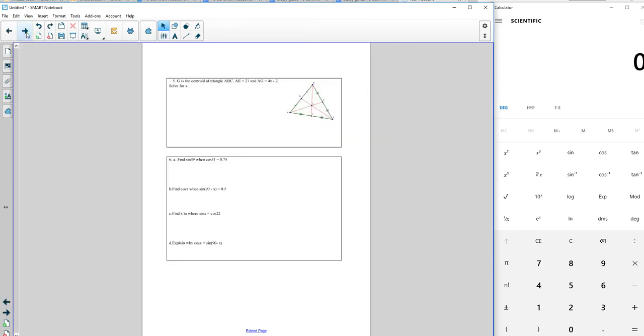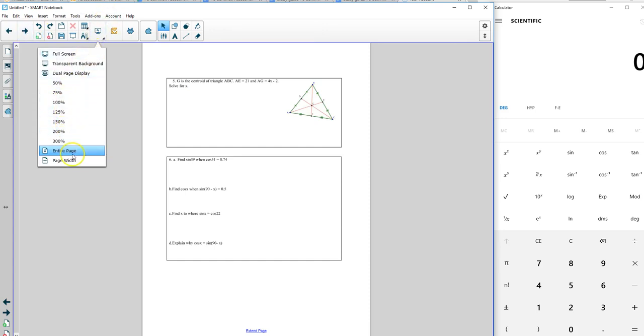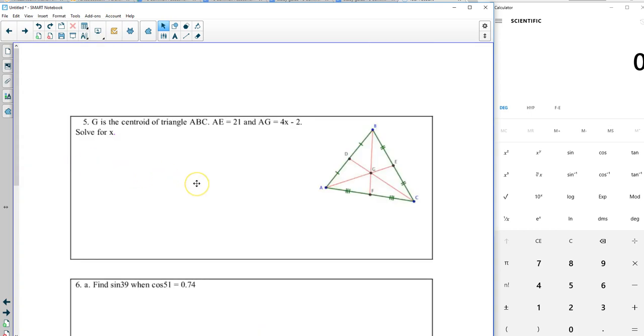Okay, let's see what's on the next page. Looks like we're done with the centroid here. Let me zoom in a little bit. So the centroid here, we're looking at AE. The whole distance is 21. AG is from the vertex to the centroid. That is always 2/3 of the whole distance.